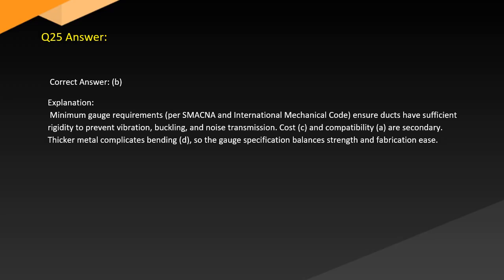Answer. Correct answer, B. Explanation: Minimum gauge requirements per SMACNA and International Mechanical Code ensure ducts have sufficient rigidity to prevent vibration, buckling, and noise transmission. Cost, C, and compatibility, A, are secondary. Thicker metal complicates bending, D, so the gauge specification balances strength and fabrication ease.